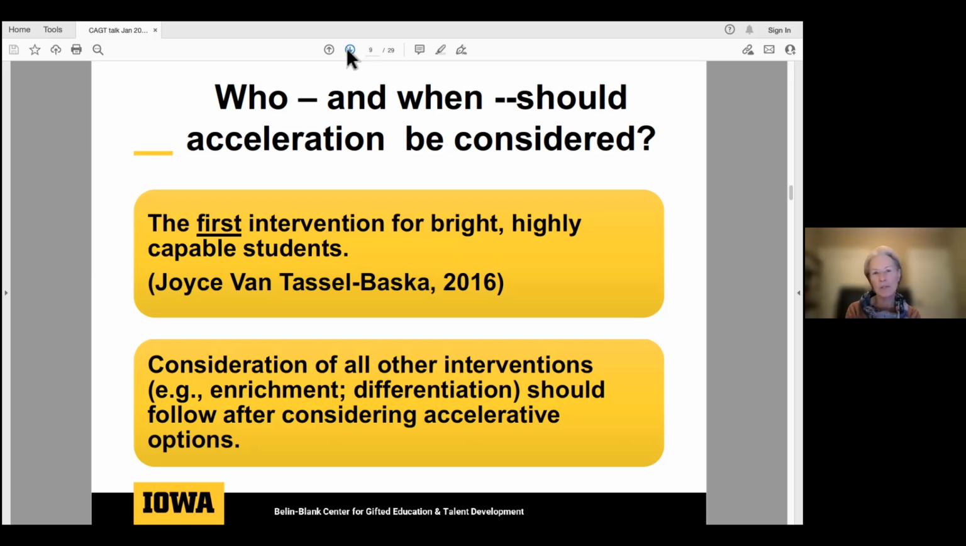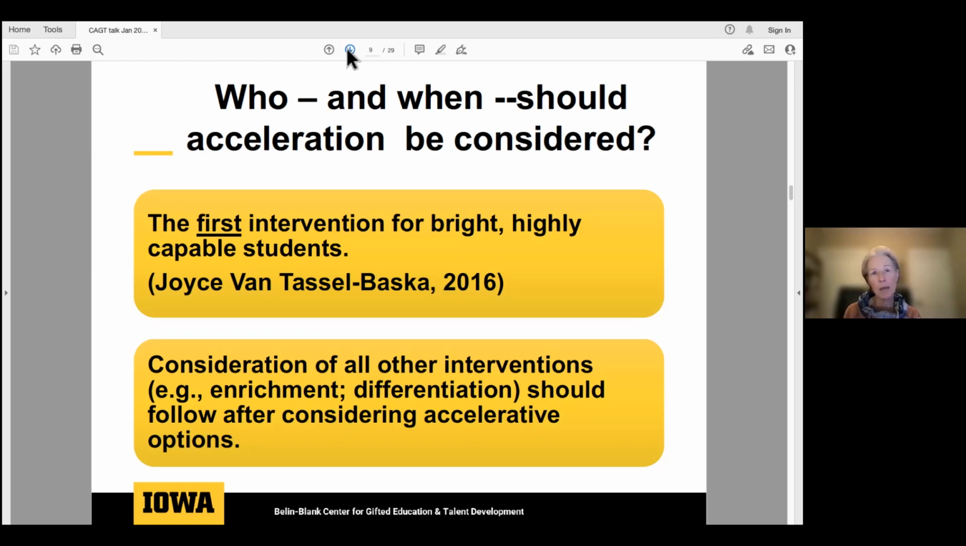And it's really different, I think, from the way we oftentimes think about acceleration. Many times we think that acceleration is like, well, let's just try everything else. And then if that doesn't work, then we will consider acceleration.